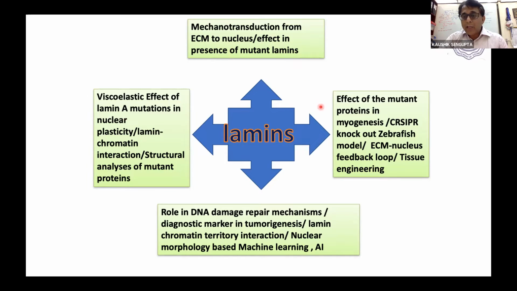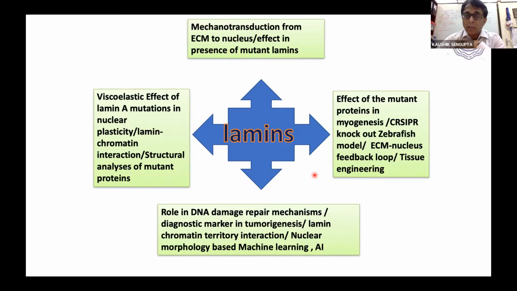And that we actually do more or less based on a kind of tissue engineering approach, where we modify the matrix stiffness and also the topography and see how the force is transmitted to the nucleus when the nucleus contains the mutant lamin vis-a-vis the wild-type lamin. The disease model has been muscular dystrophy.